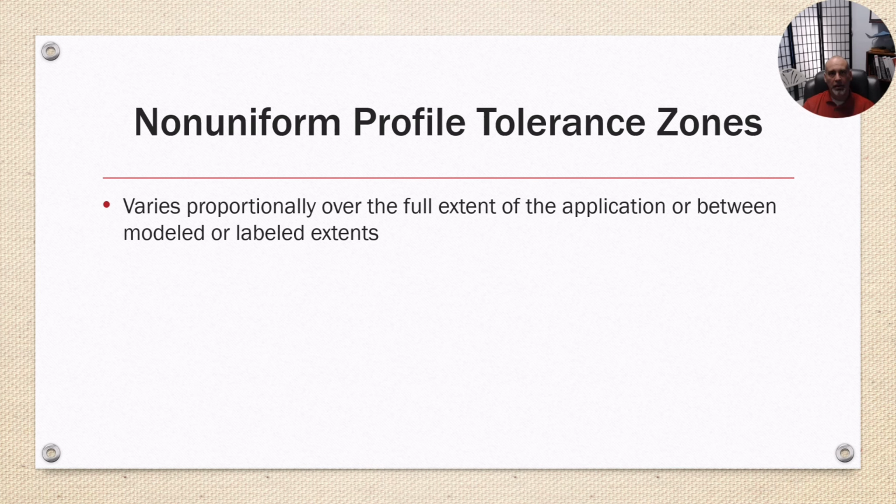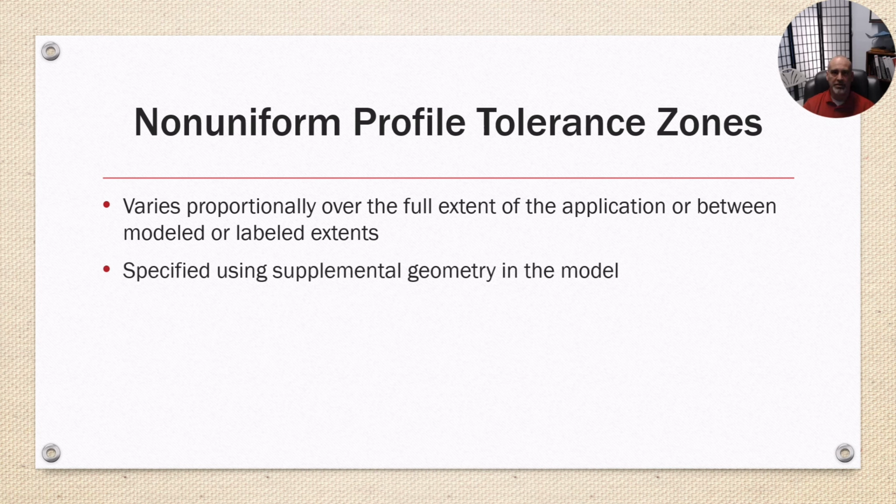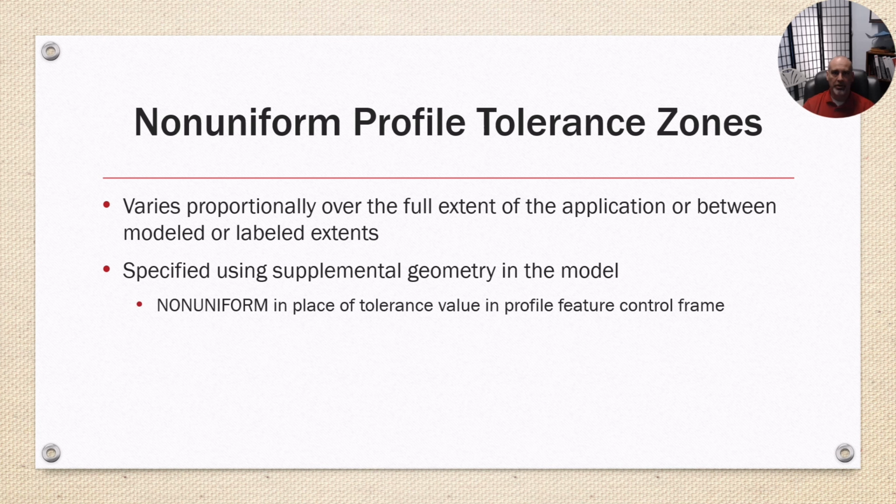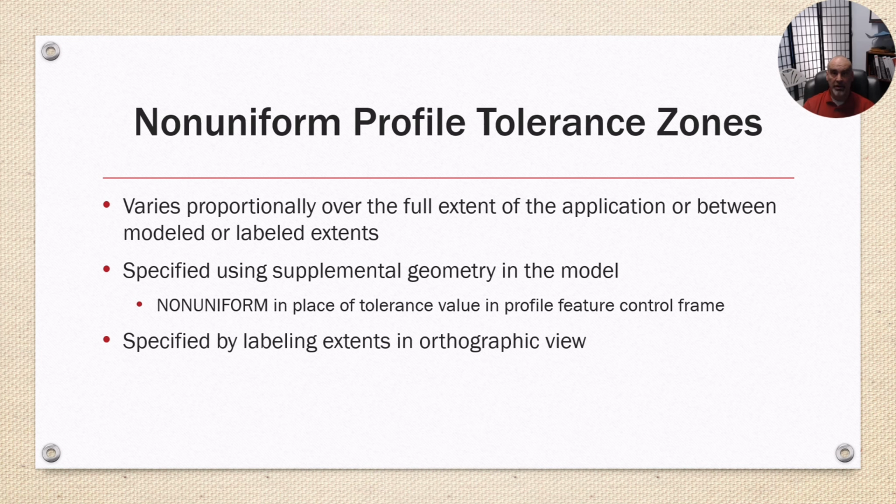Okay, non-uniform profile tolerance zones. It varies proportionally over the full extent of the application or between modeled or labeled extents. Specified using supplemental geometry in the model, and non-uniform in place of the tolerance value in the profile feature control frame, and specified by labeling the extents in the orthographic view.